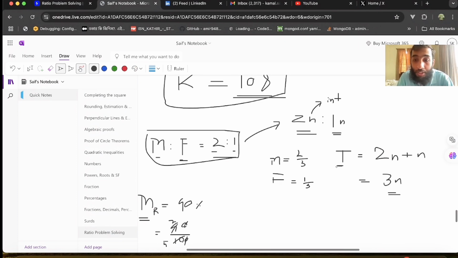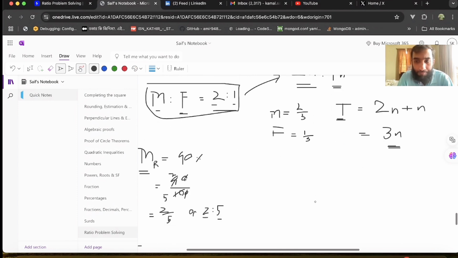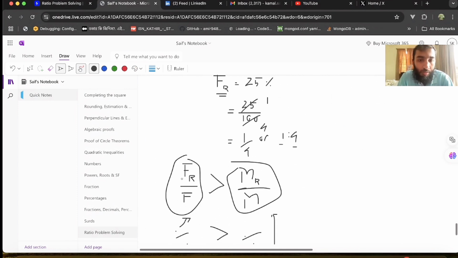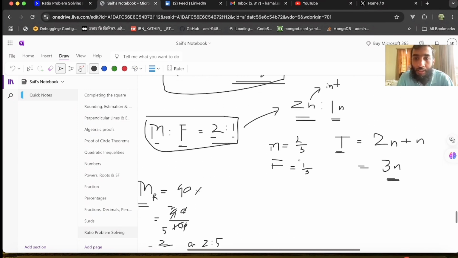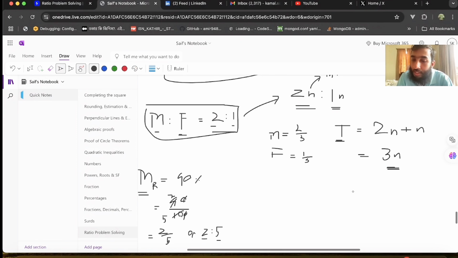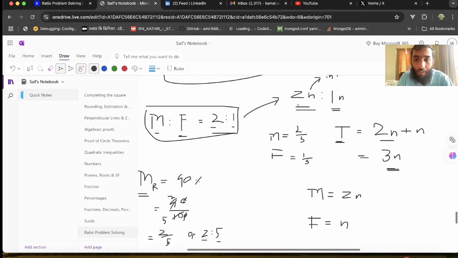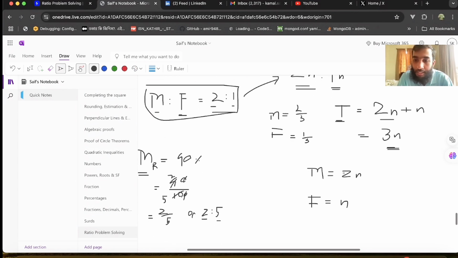So if the total population is thrice n, what is the ratio of right-handed females by females? What is the male part? The male part is twice n, and the female part is n, because they are distributed 2:1. Twice n is to 1n. So male is twice n and female is n.